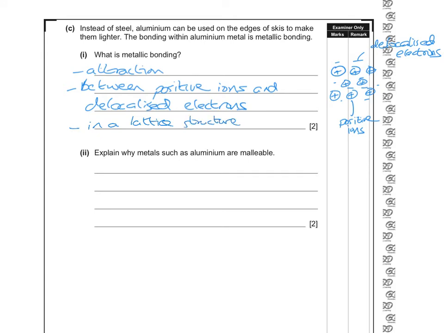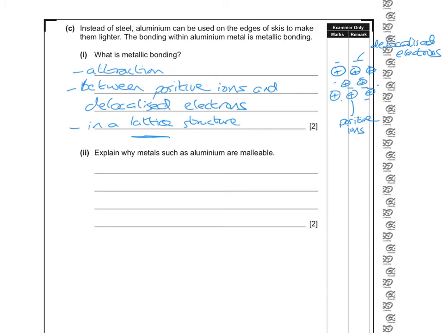Remember, lattice here just means a regular repeating pattern or a regular structure of something. In this case, it's a regular structure of ions, but a lattice can also mean a regular structure of atoms. So I would say 3 things for this. I know there are only 2 marks here, but sometimes it may be 3. Instead of saying lattice structure, you could reword it and say something like it's the attraction between a regular arrangement of positive ions and delocalized electrons.